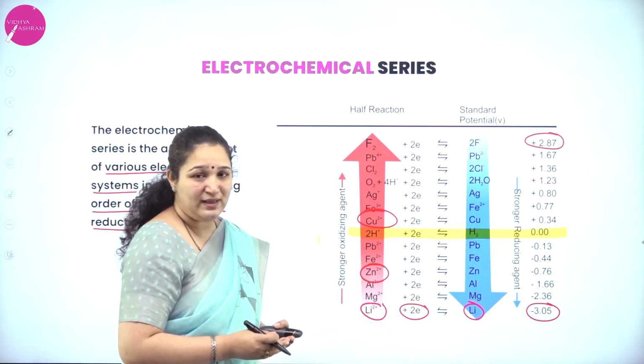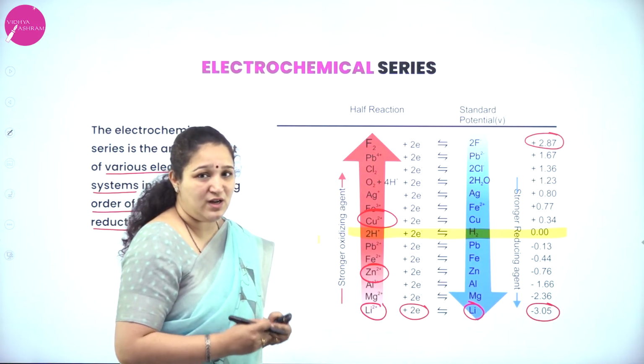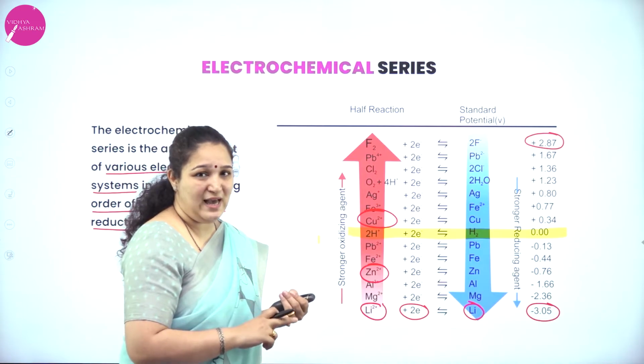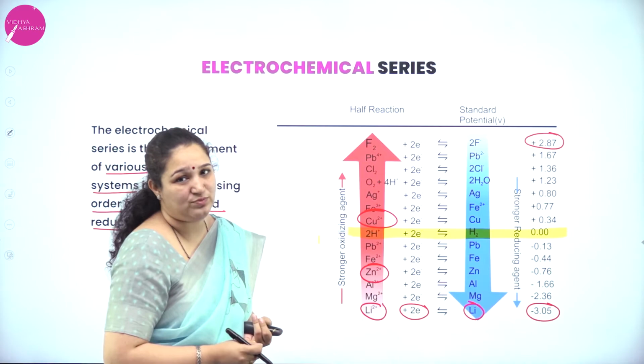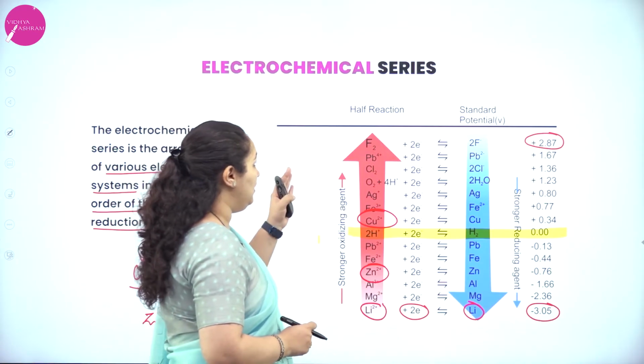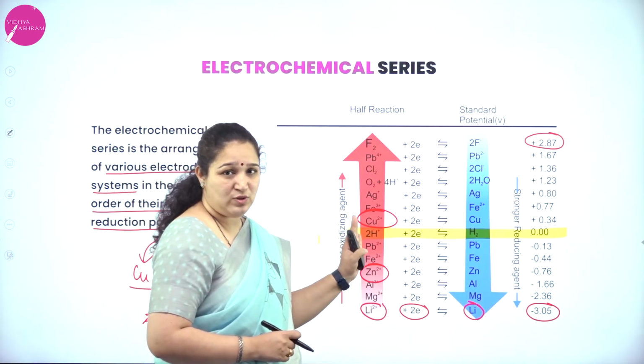Or I can also say that the one with the lower reduction potential can be used as anode, and the one with the higher reduction potential should be used as the cathode. So that's what you can understand with the electrochemical series.